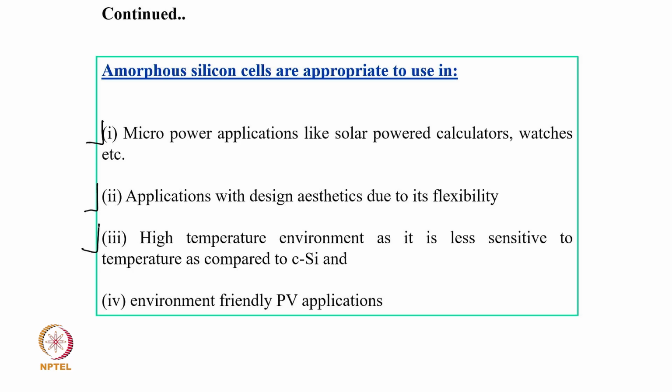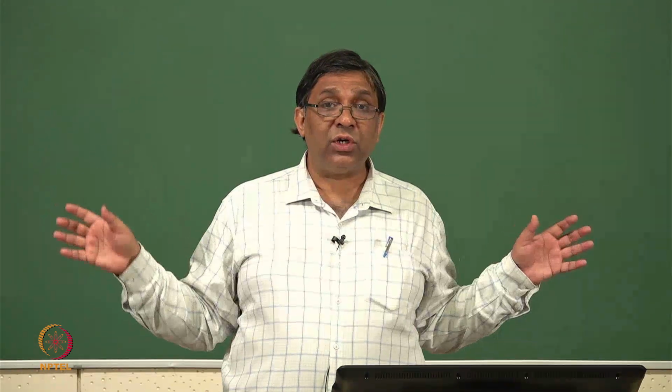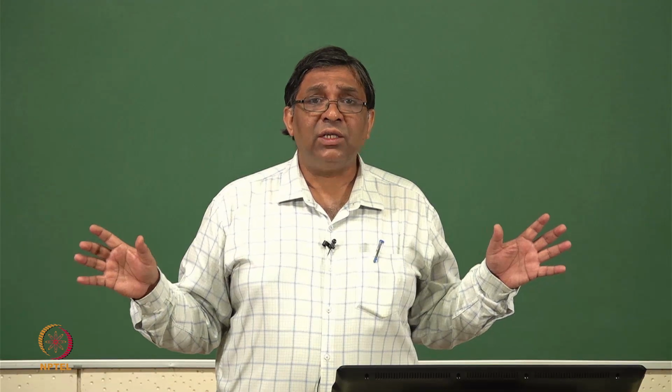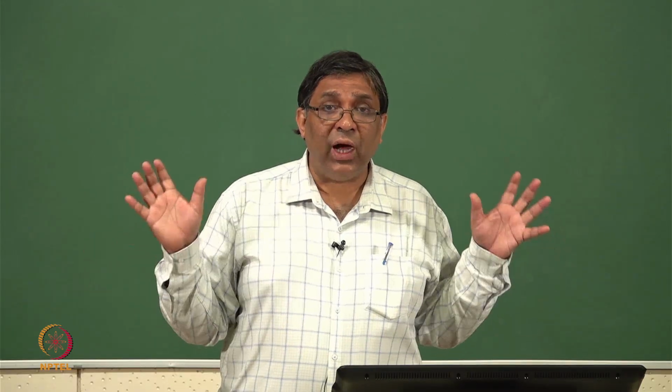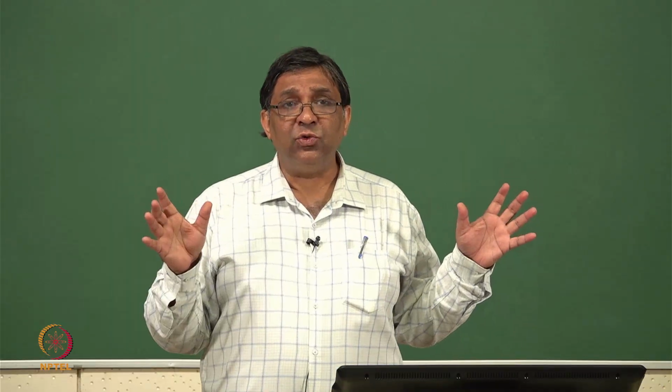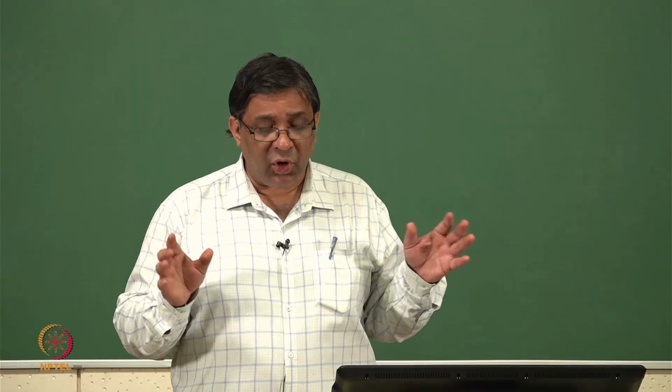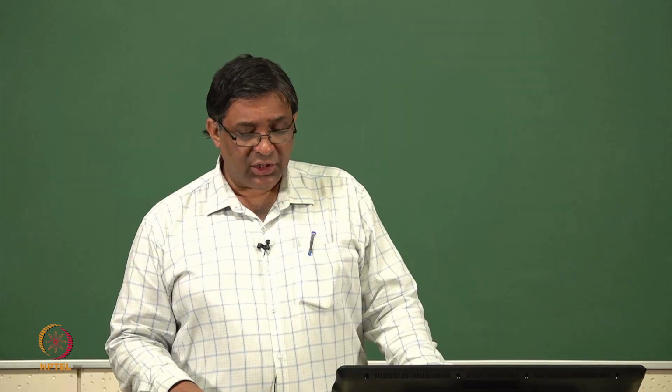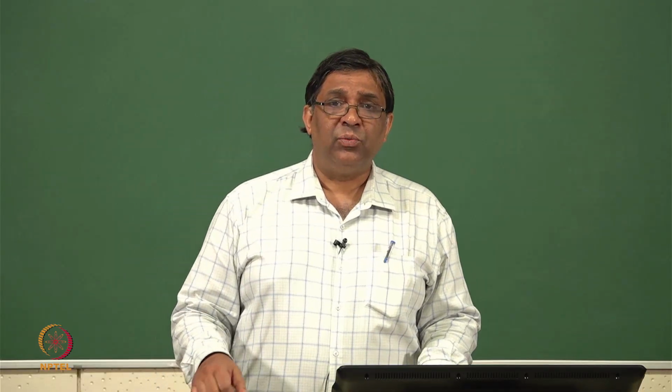It can also be used in high temperature environments because it is less sensitive to temperature as compared to crystalline silicon solar cell, and it is also environment friendly for PV application. Why is it environment friendly? Because it does not require a large number of production lines or high temperature processing, where we have seen that large equipment is required, and every time you had a lot of gas emission for crystalline silicon production.